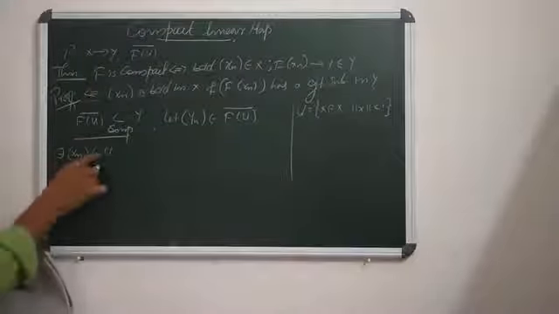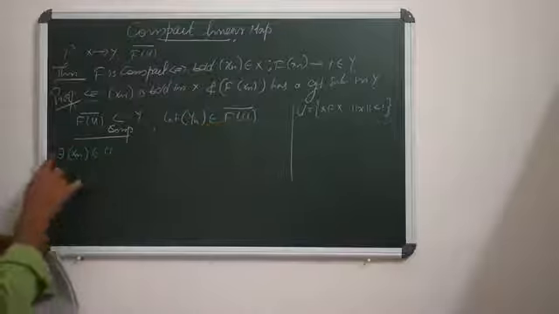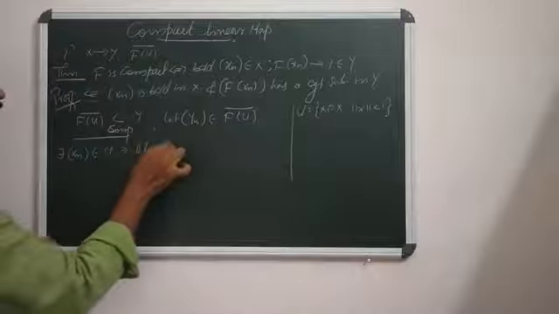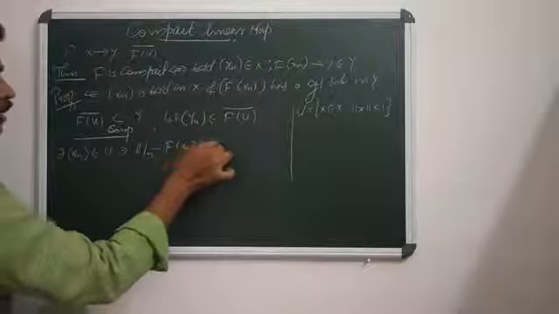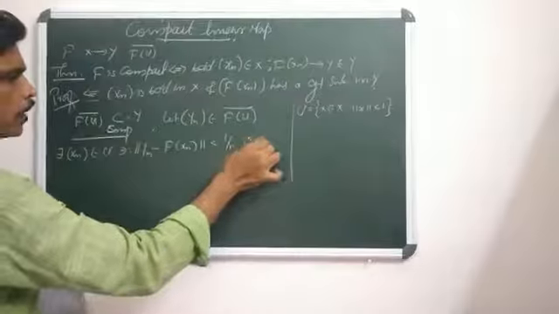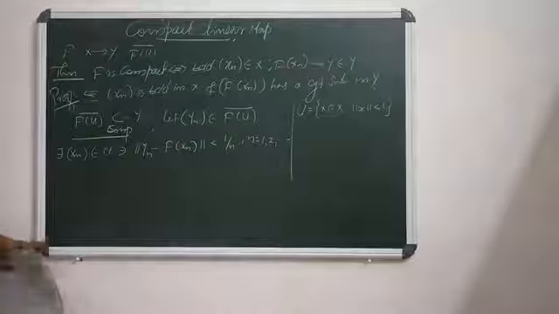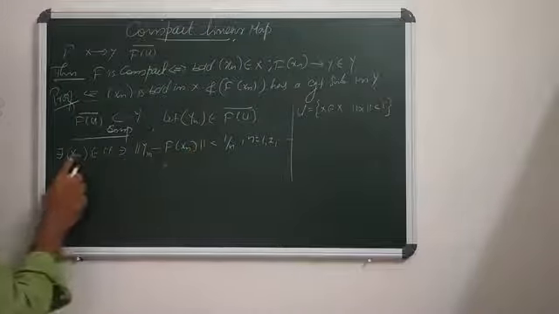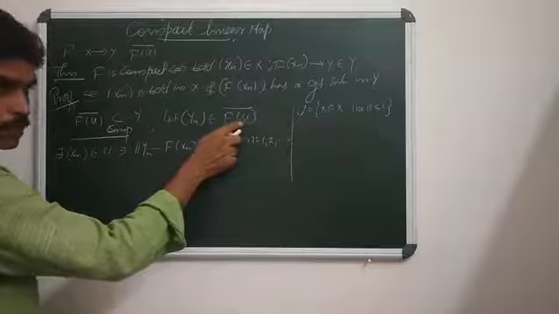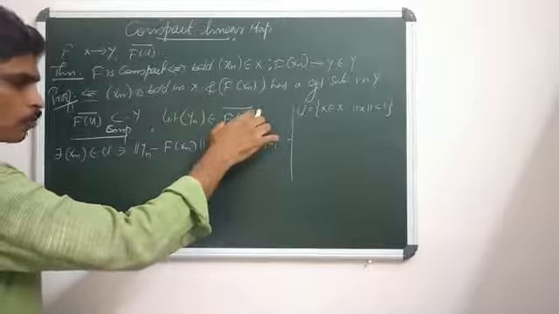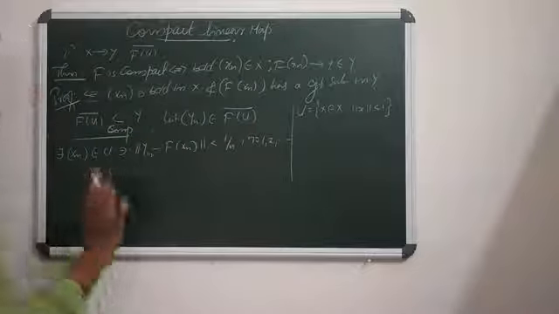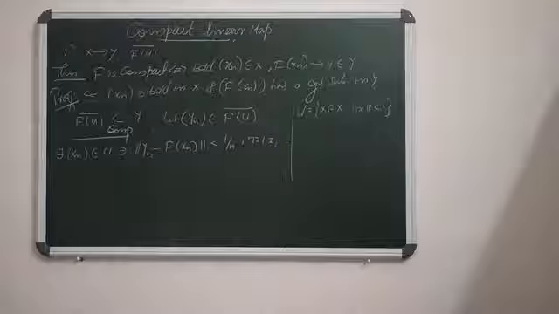Let yn fall in f of u closure, then we can find a sequence xn in u such that norm yn minus f of xn is strictly less than 1 by n, where n equals 1, 2, 3, etc. Since yn fall in f of u closure, there exists a sequence xn fall in u such that norm yn minus f of xn is strictly less than 1 by n, where n equals 1, 2, 3, etc.